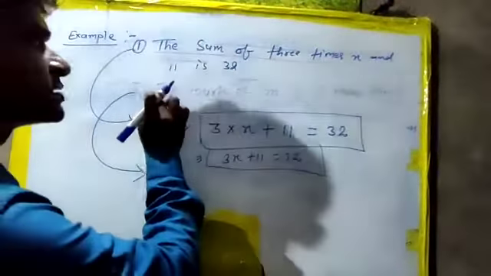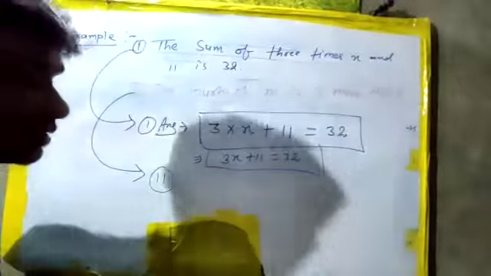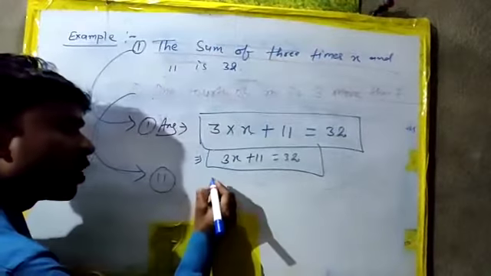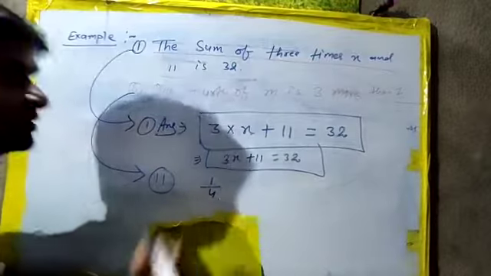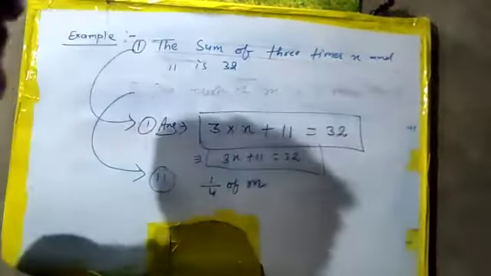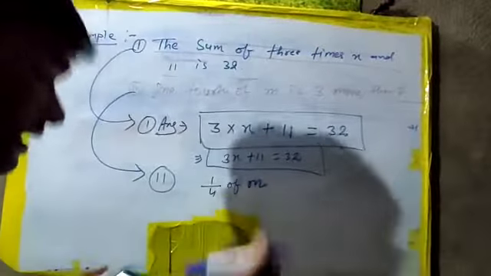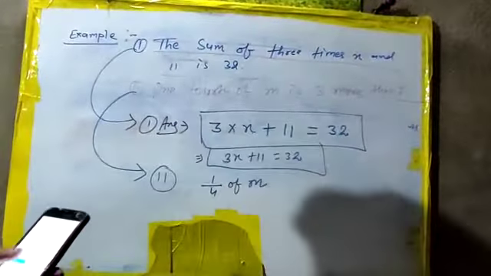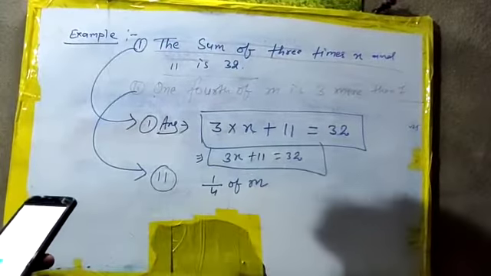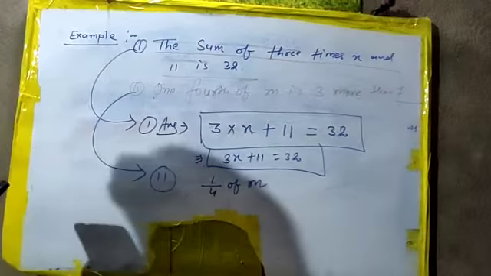So you need to understand 1/4 of m. The m is given, so 1/4 of m will be what? 1/4 of m, right? Try to understand. The question is saying that 1/4 of m is 3 more than 7.